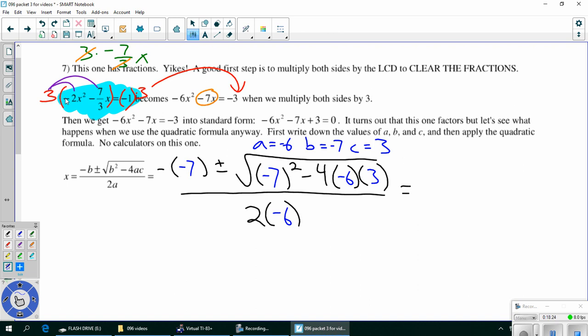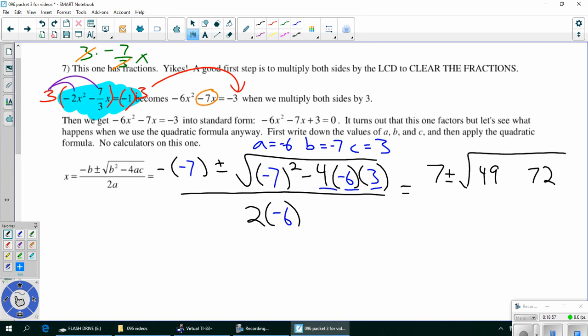First part, now we're trying to get rid of all these parentheses we put in. Negative 7, that is positive 7, plus or minus, square root. Okay, be really careful here. Negative 7 squared, is that 49 or negative 49? It is 49. Negative 7 times negative 7 is positive 49. Okay, and now I'm going to ignore the minus sign and the negative sign, and I'm just going to do 4 times 6 times 3. That's 24 times 3, which is 72.